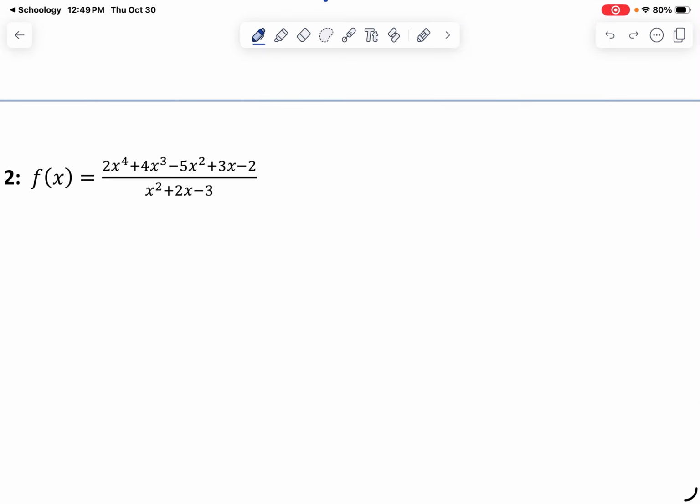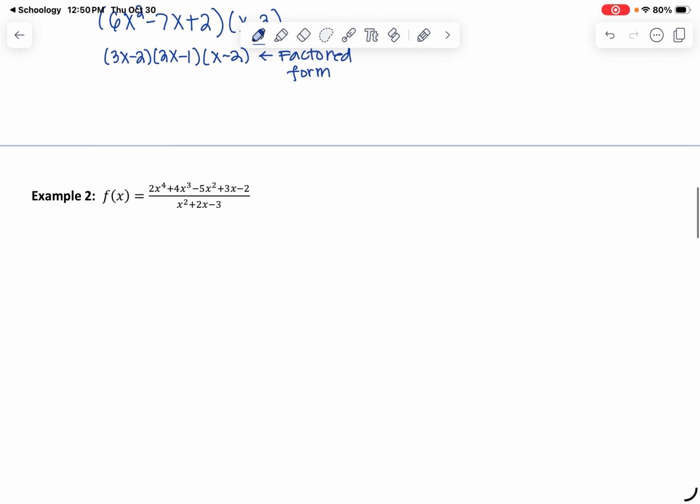All right, first I'm gonna look to see if there's any terms skipped over. I have a fourth, third, second, first power, 0 power. So x to the 0 power, that is. So I don't have any terms skipped, so I'm gonna go ahead and write it out. Yeah, there's plenty of room over here. Okay, I have 2x to the 4th plus 4x cubed minus 5x squared plus 3x minus 2 divided by x squared plus 2x minus 3.